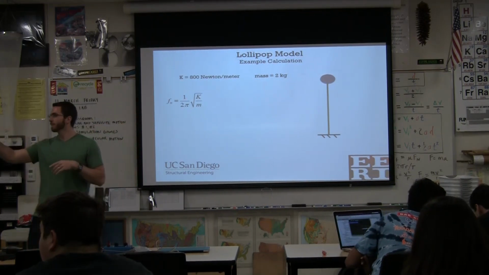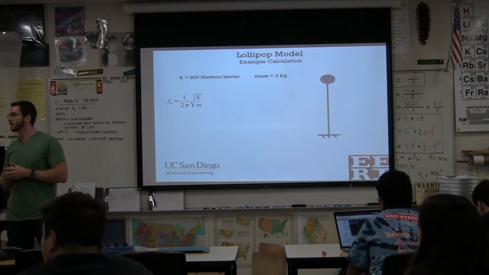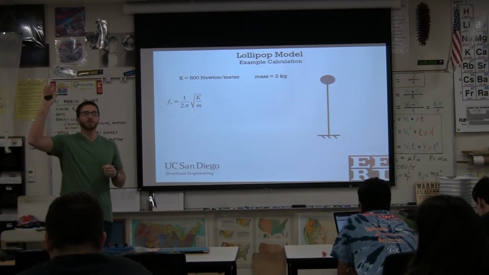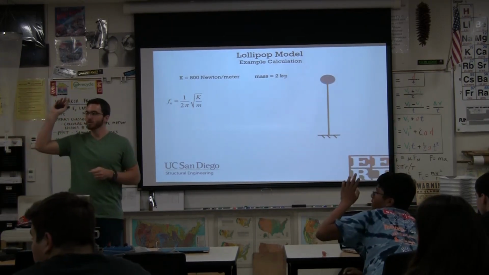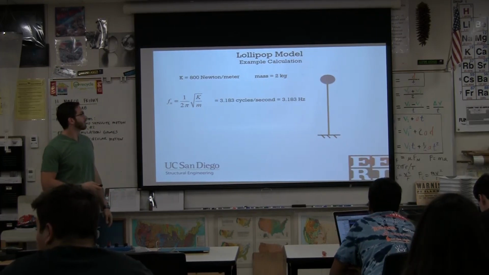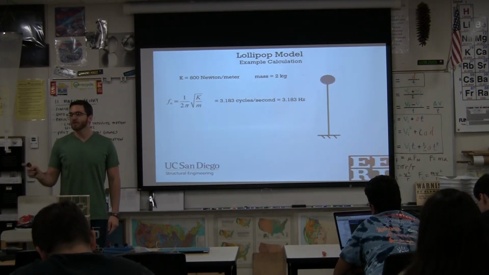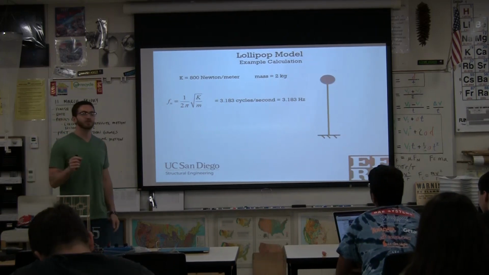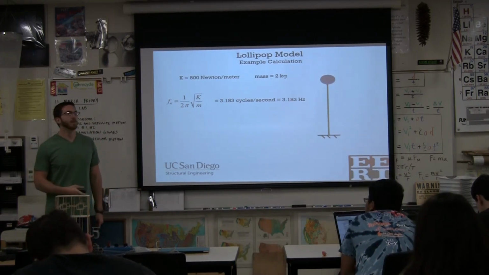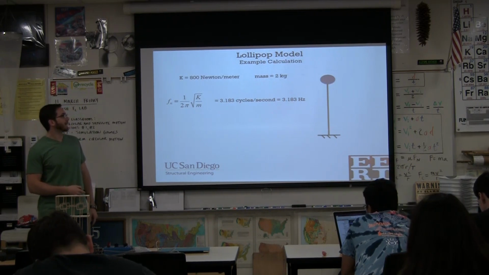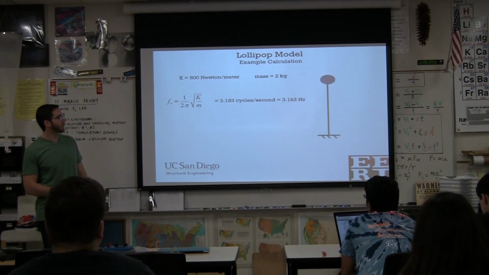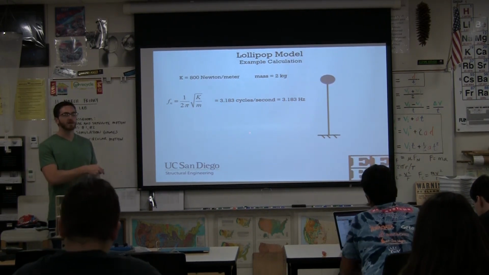Michelle, what'd you get? 3.18? Who else got 3.18? You are correct. 3.183 cycles per second. I would have liked it if you guys told me the units. As engineers, units are important. Don't just say the number. The units are cycles per second or hertz. 3.183 hertz. What does this mean?